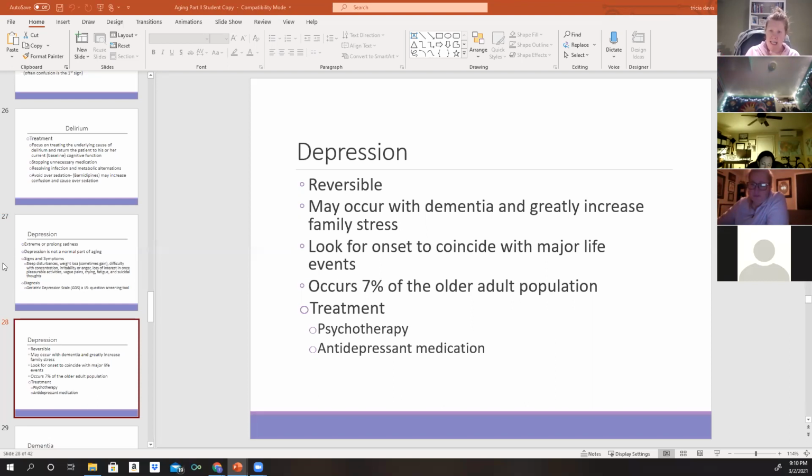Depression does occur in 7% of the older population. And then, like I said, we can do psychotherapy outpatient, and they can also go on antidepressant medications.